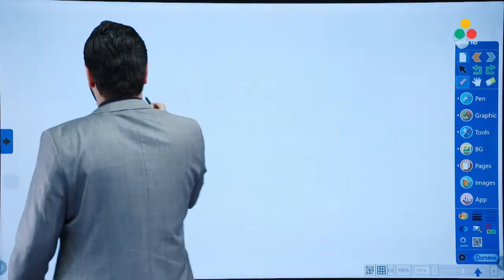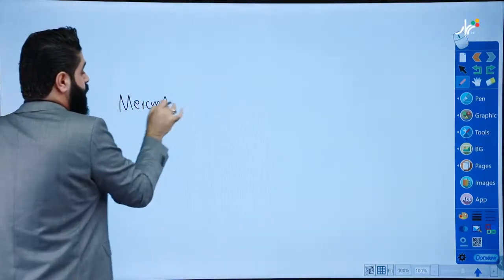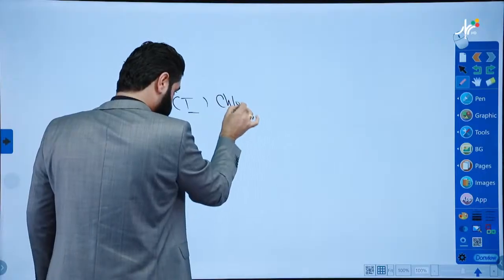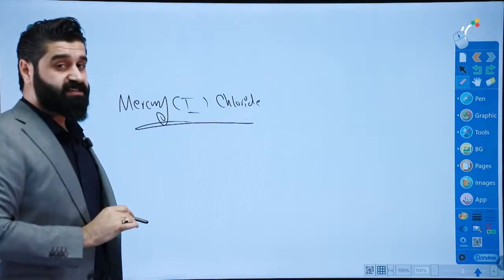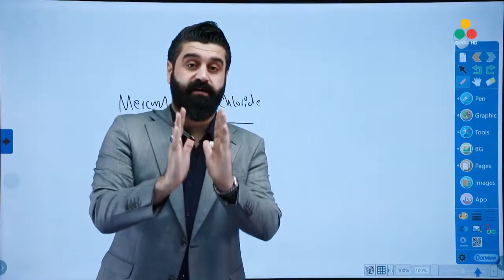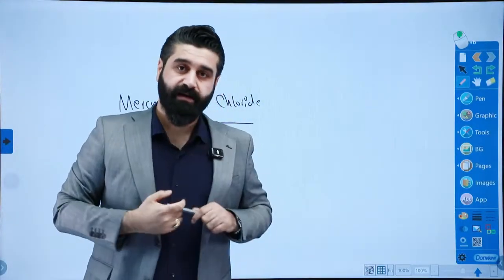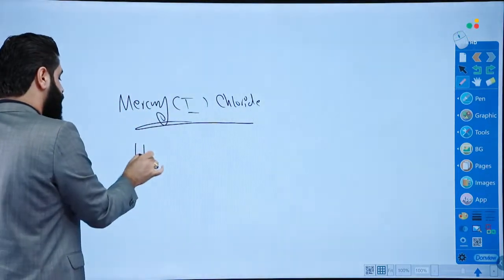For the mercury, look at this. Mercury +1 chloride. How to write this chemical formula? This is a special case. It's only for mercury I. It means mercury positively charged one. Only for this. Not mercury +2. Be careful.